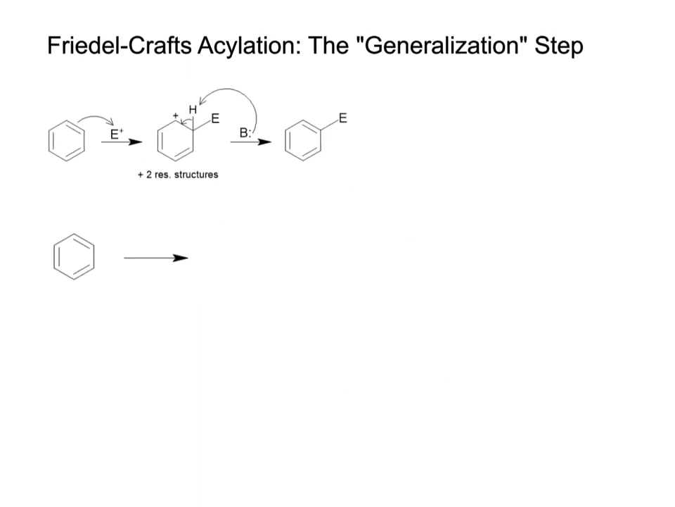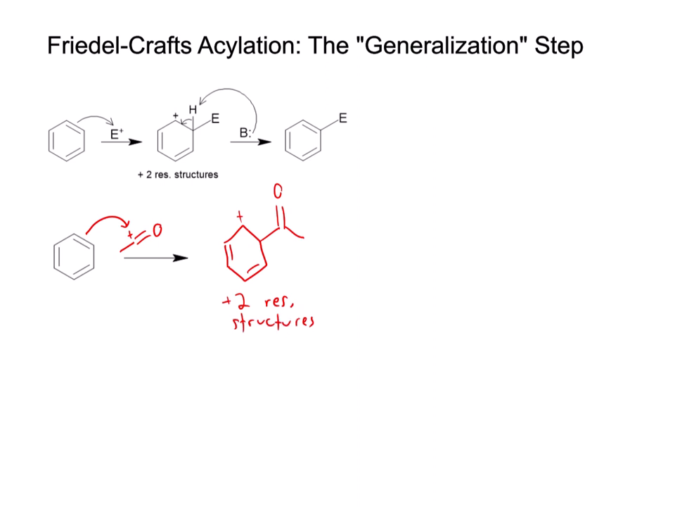Once again, for our generalization step, we're simply going to plug in our electrophile, which in this case is our acylium ion, and of course we're going to attack that with the nucleophilic benzene ring. That is going to give us our sigma complex.